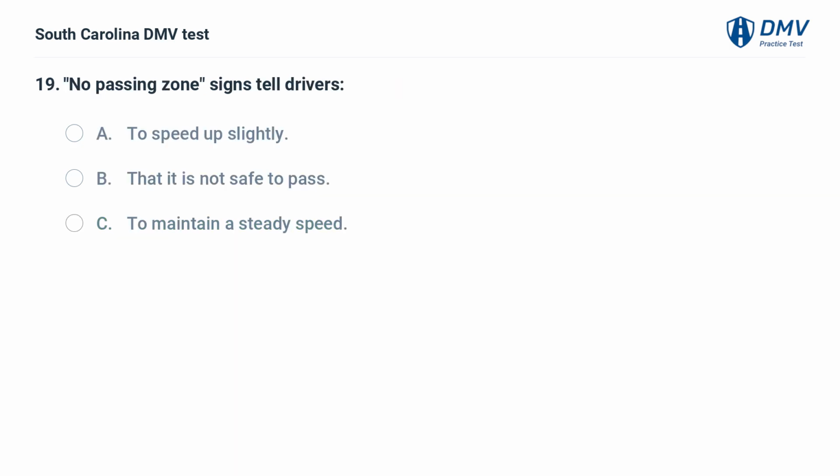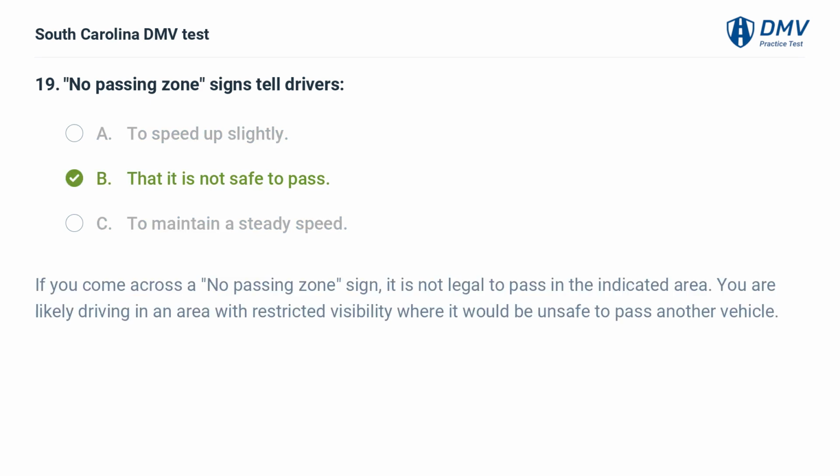No passing zone signs tell drivers A. to speed up slightly. B. that it is not safe to pass. C. to maintain a steady speed. B. that it is not safe to pass. If you come across a "No Passing Zone" sign, it is not legal to pass in the indicated area. You are likely driving in an area with restricted visibility where it would be unsafe to pass another vehicle.